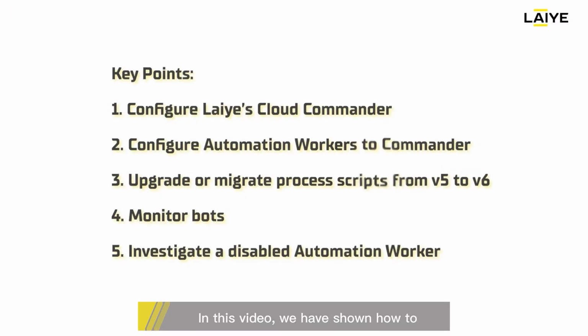In this video, we have shown how to: 1. Configure Lai's Cloud Commander, 2. Configure automation workers to Commander, 3. Upgrade or migrate process scripts from version 5 to version 6, 4. Monitor bots, and 5. Investigate a disabled automation worker.